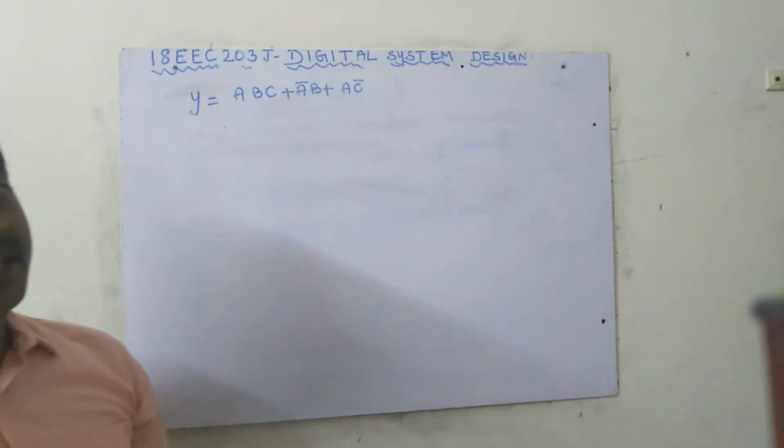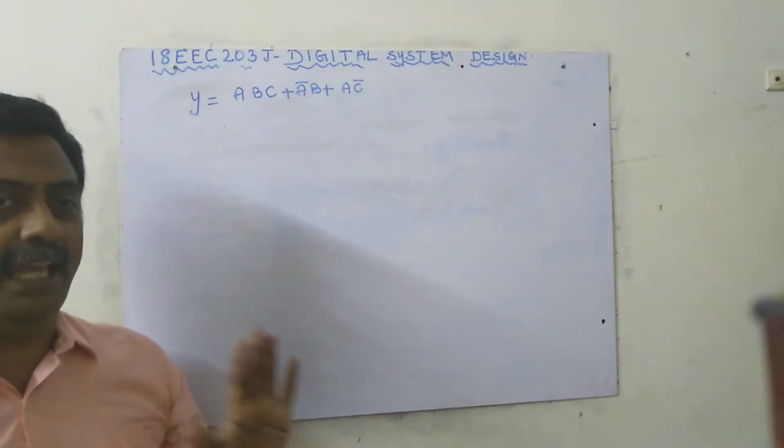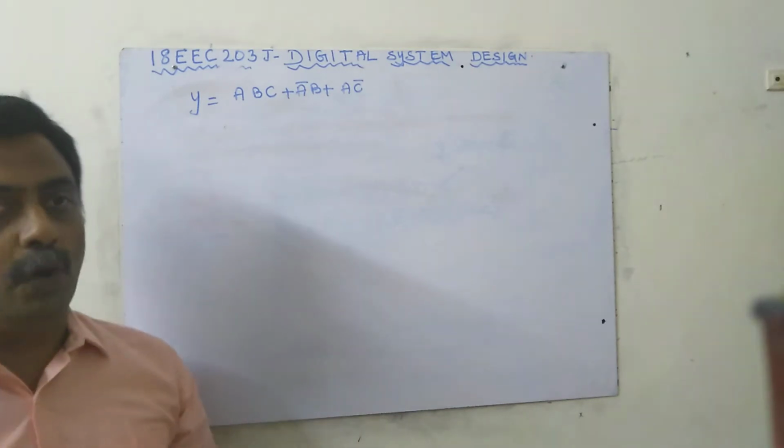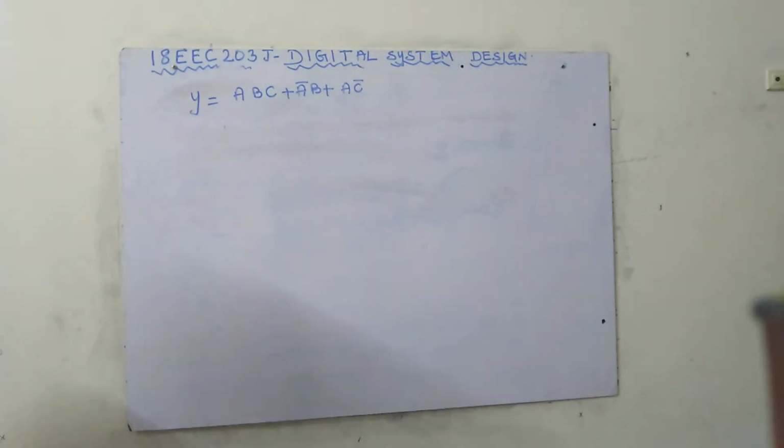Okay, A, B, C. So what are the values A, B, C can have? Anything, A or B or C will have only what values? Either 0 or 1. Okay, so how many all possible combinations will it have? What is meant by all possible combination?